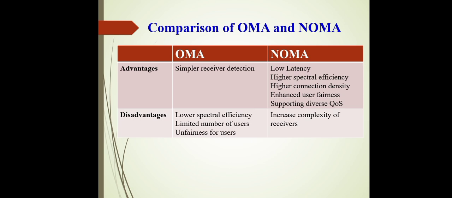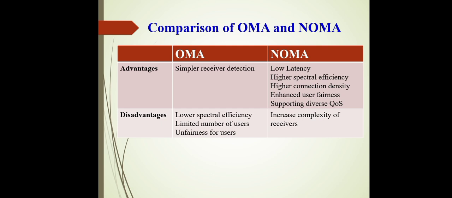So we have to make a comparison of NOMA and OMA. What are the advantages of OMA and what are the advantages of NOMA? The advantage of OMA is simpler receiver detection, and the advantages of NOMA are low latency, higher spectral efficiency, higher connection density, enhanced user fairness, and support for diverse quality of service. Then the disadvantages of OMA: lower spectral efficiency, limited number of users, and unfairness for users. The disadvantage of NOMA is increased complexity of the receiver.